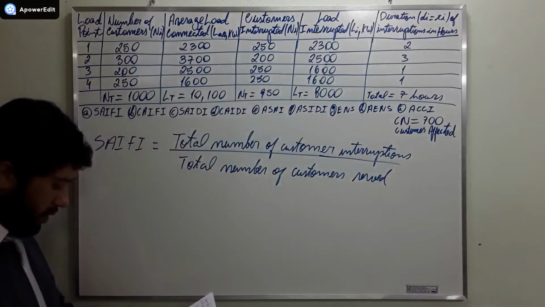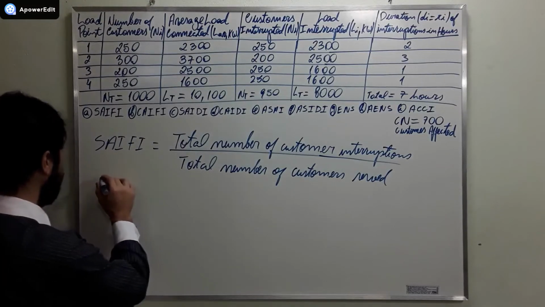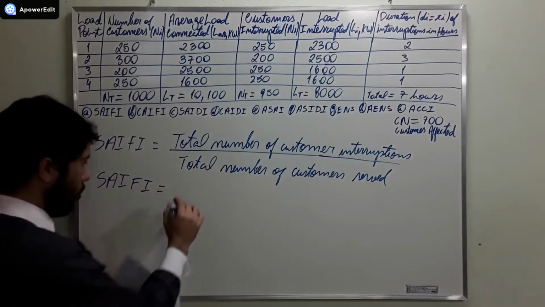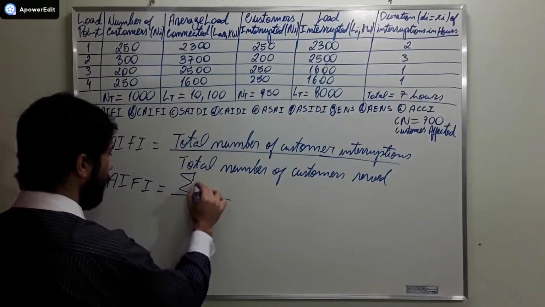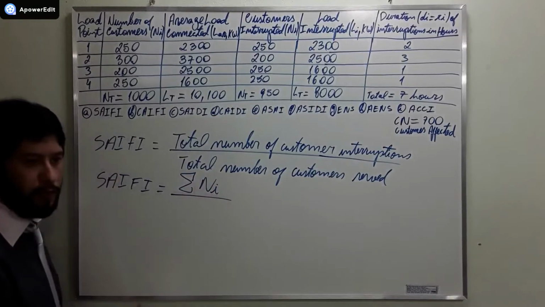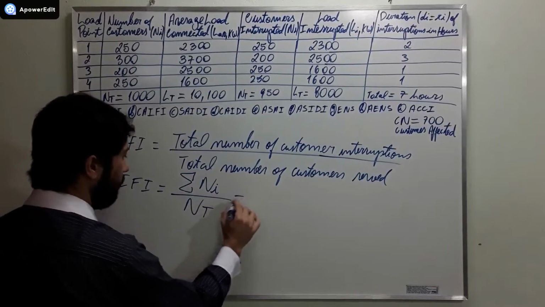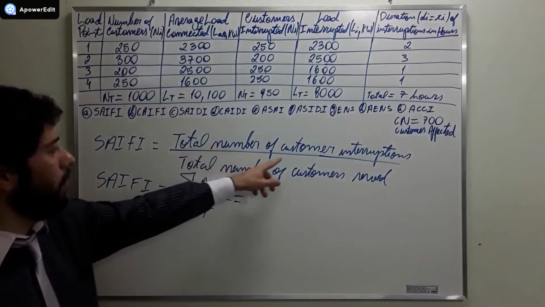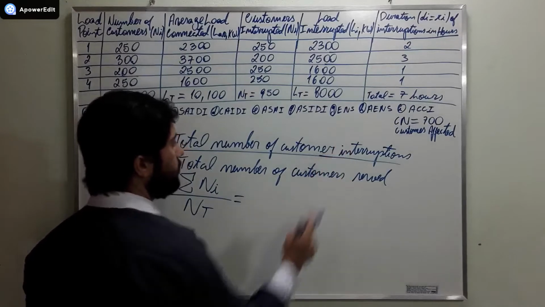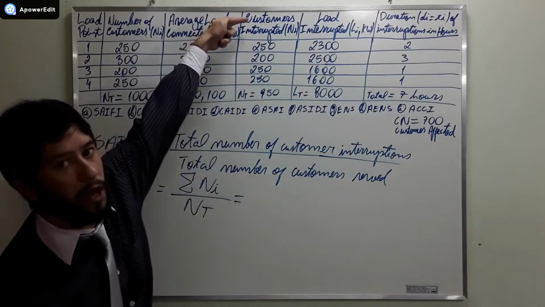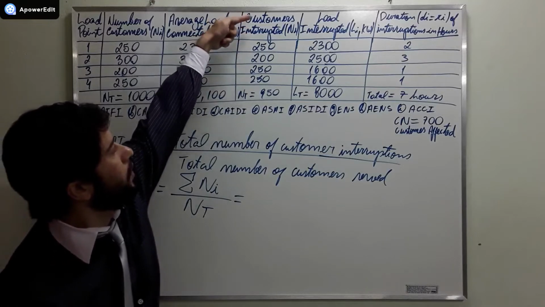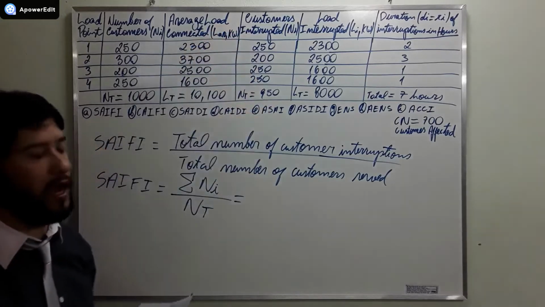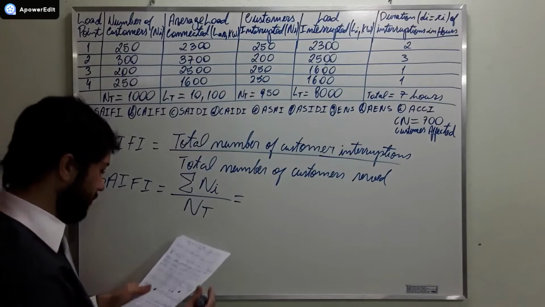Okay? And the expression that we are going to use is this: SAIFI is going to be equal to the summation of Ni divided by Nt. And this is going to be equal to, where is Ni? Total number of customer interruptions. And this is this column here. We sum this with this, with this. This is the summation. We sum these values here and we find 950.